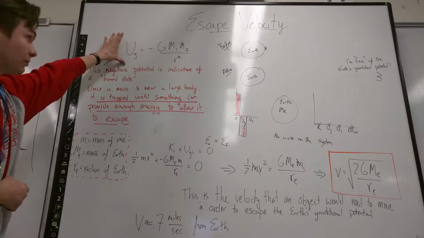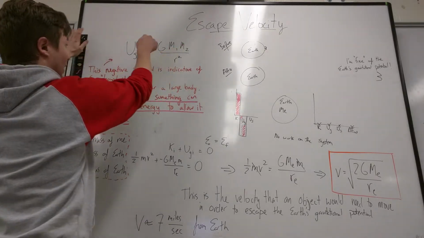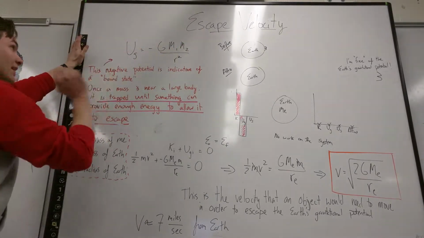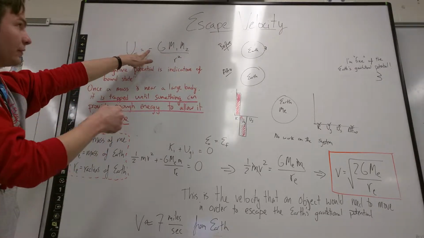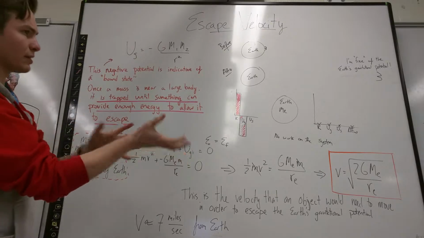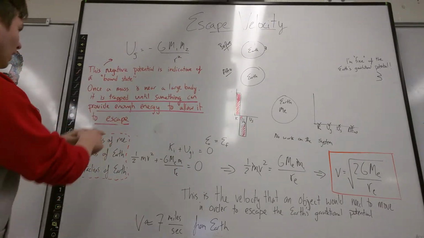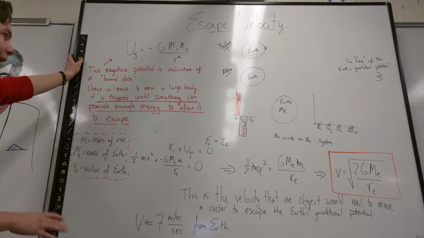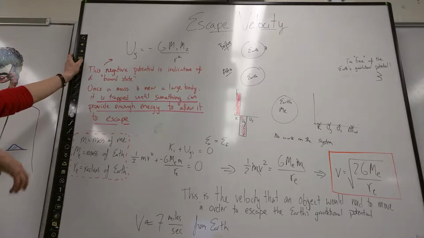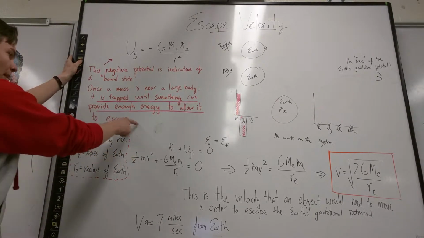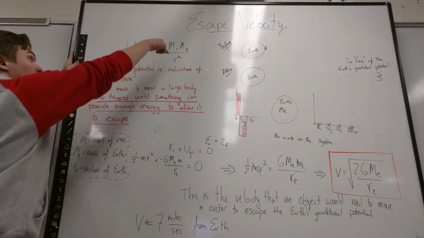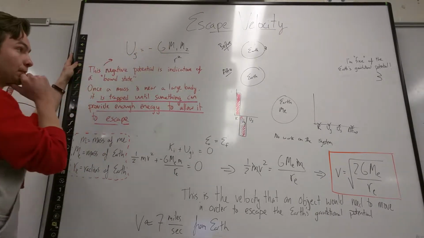Remember from the last video, we came up with this expression and we said that this is negative. The gravitational potential energy between two objects should be negative to make sense to us and to follow convention. You could think of it this way. Once a mass is near a large body, it's trapped until something can provide enough energy to allow it to escape. So to escape, you need to have that much energy.